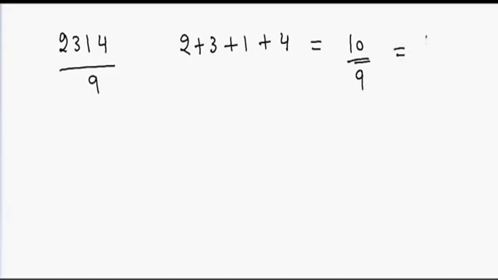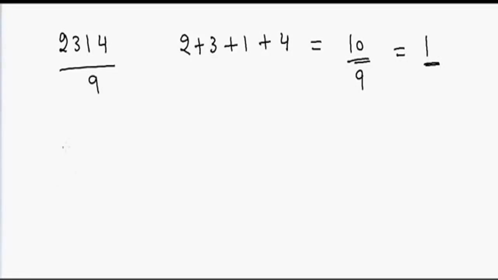So suppose we have a large number 2, 3, 1, 4 and we want to divide it by 9, and we want to know what would be the remainder after we divide it by 9. So how will we find the remainder? In that case we'll add all these four digits together. 2 plus 3 plus 1 plus 4, that will give me 5 plus 1 is 6 plus 4 is 10. If you divide 10 by 9, you will get 1 as a remainder. So your remainder would be 1 in that case.